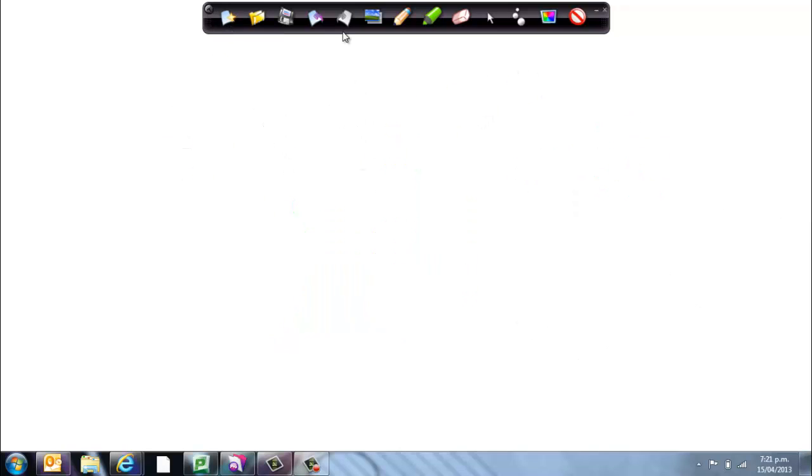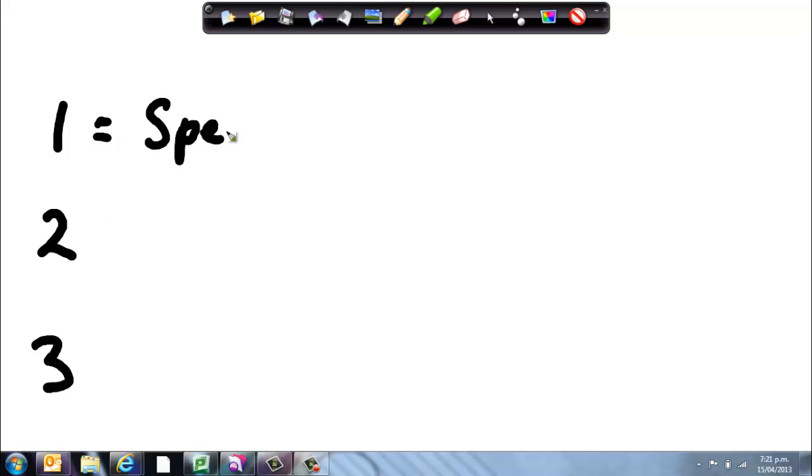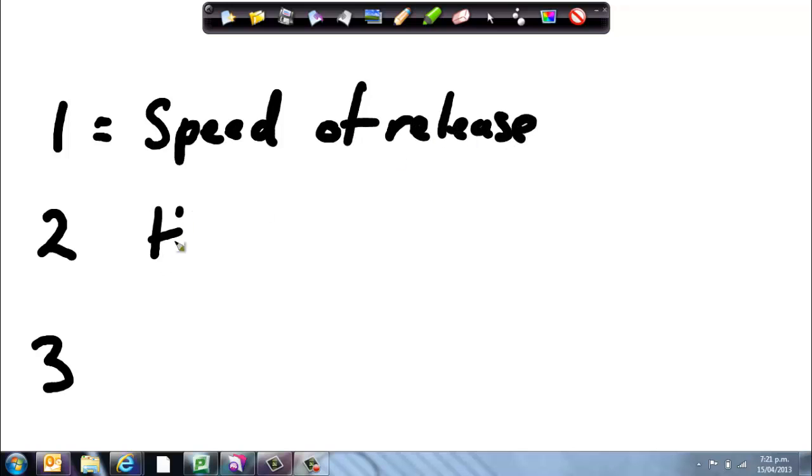Now let's have a look at the three conditions of projectile motion. The first, how we can manipulate it, is the speed of release. The second is the height.